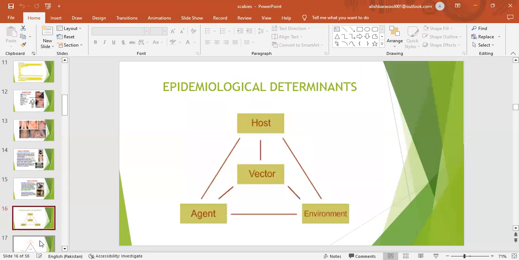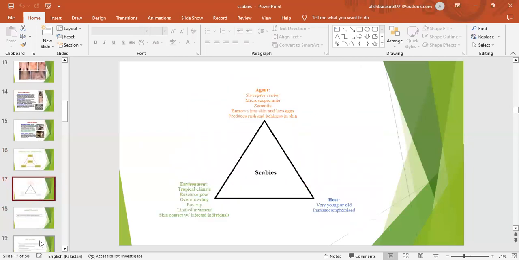Epidemiological determinants. Agent: Sarcoptes scabiei, microscopic mites, zoonotic, burrows into the skin and lays eggs, produces rash and itchiness in the skin. Host: very young or old or immunocompromised. Environment: tropical climate, resource poor, overcrowding, poverty, limited treatment, skin contact with infected individual.